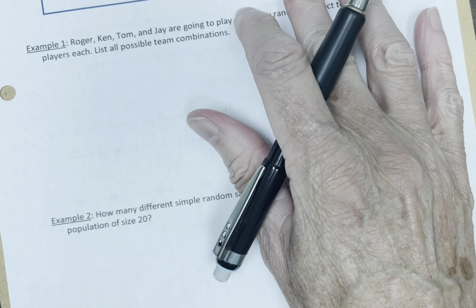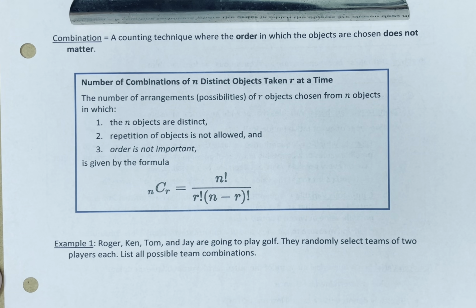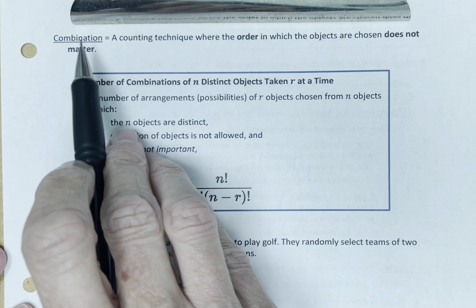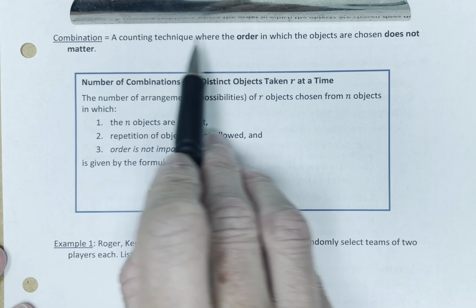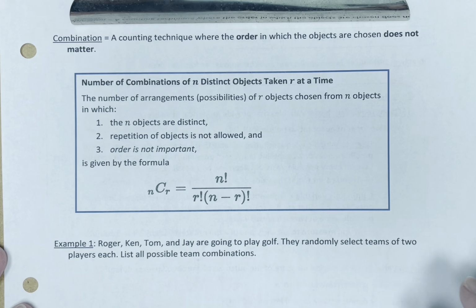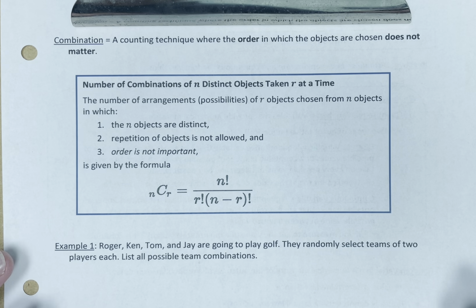Let's take a look at what are combinations. In a permutation, the order matters. In a combination, the order doesn't matter. We're just choosing a group. And it doesn't matter if you were chosen first, second, or third. You're still in the group. You're part of the group no matter when you were chosen. So combination: a counting technique where the order in which the objects are chosen does not matter. Okay, we're just choosing people to be in the group.